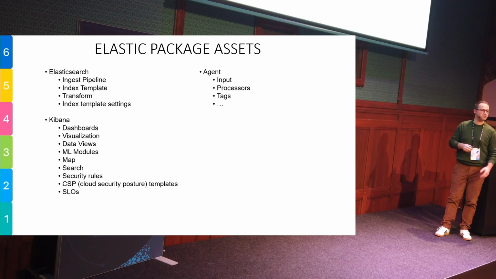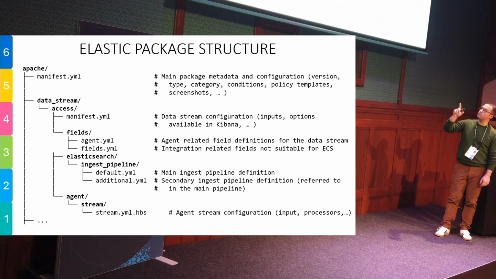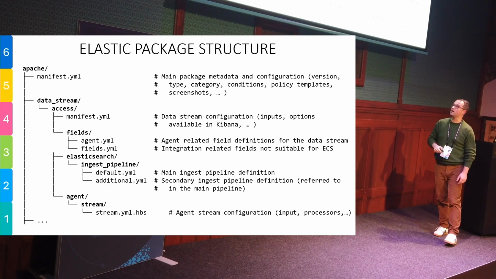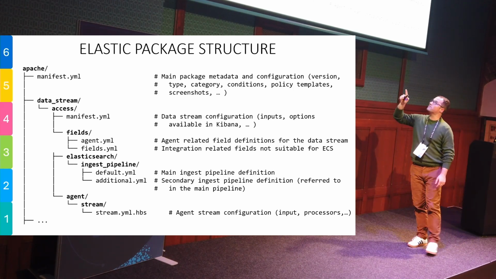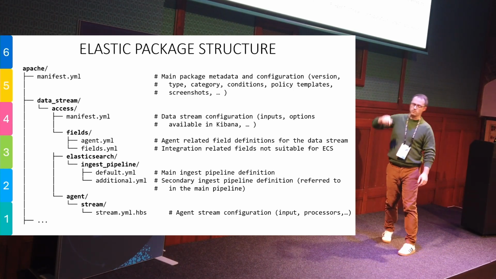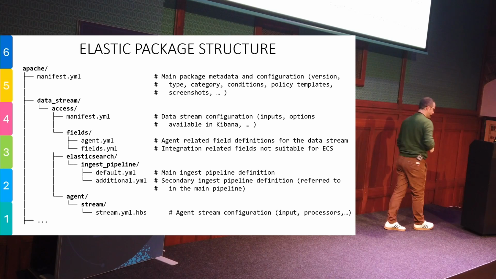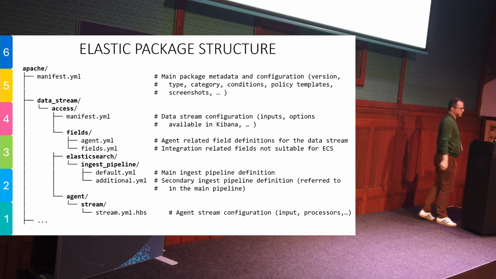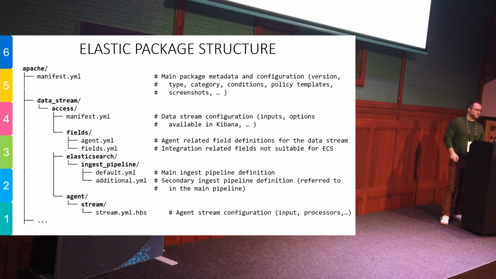So if you go to the integrations repository, you check out the packages directory, and you go to Apache, you will see this. Well, it's all open source, now at least. And you will see this overview. Now, this is a lot of text, of course, but we have time, so I'm going to go over it. The first one is the manifest.yaml. This is the metadata of the package, so which version is it, the category, conditions to apply, etc.